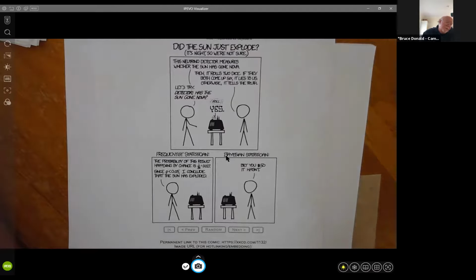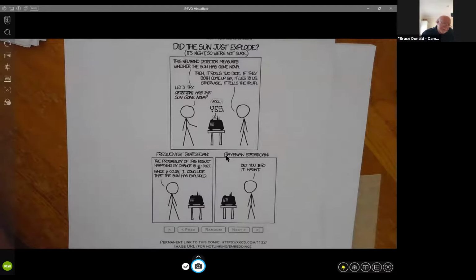One makes a neutrino detector. It's supposed to measure when the sun has gone nova. So basically what it does is it measures whether there's a swarm of neutrinos from the sun. Basically, it measures this and then it rolls 2 dice. So there either is a swarm or there isn't a swarm. It rolls 2 dice. If they both are 6s, it lies. Otherwise, it tells the truth. So they try it. And you ask the machine, has the sun gone nova, supernova?